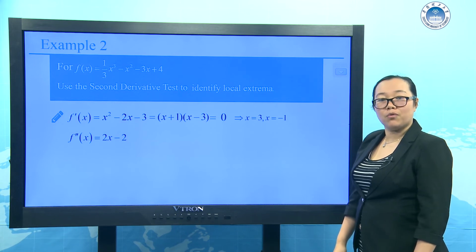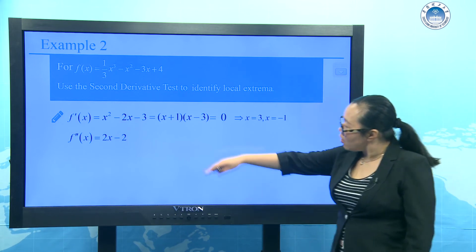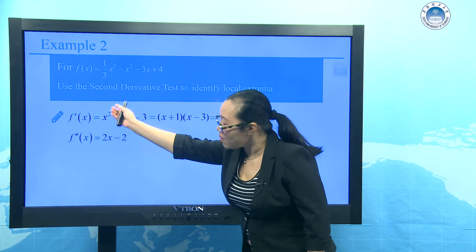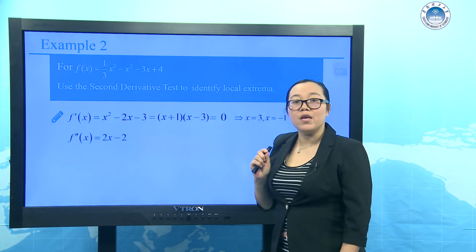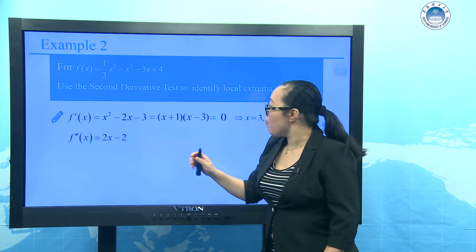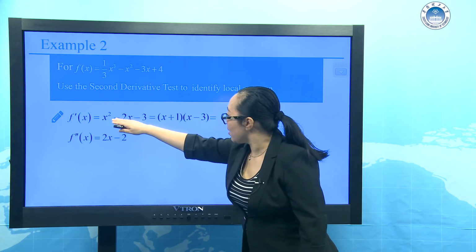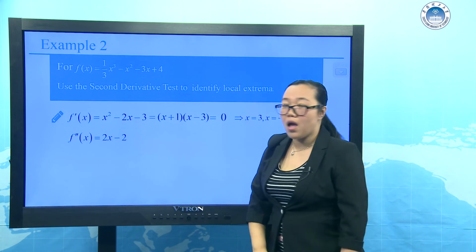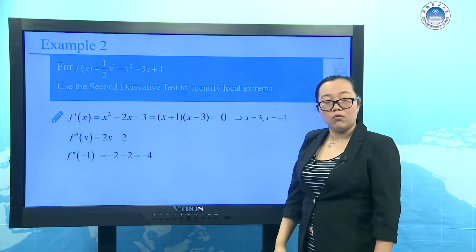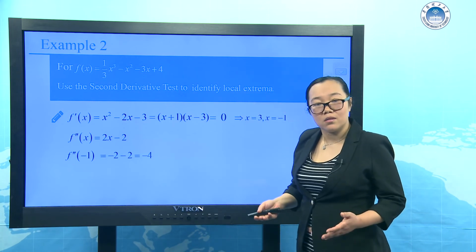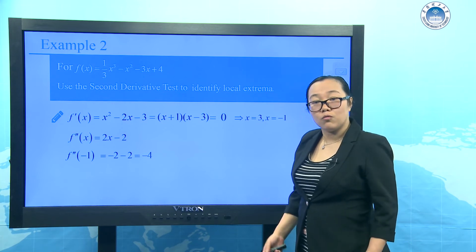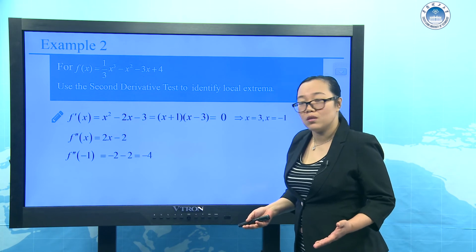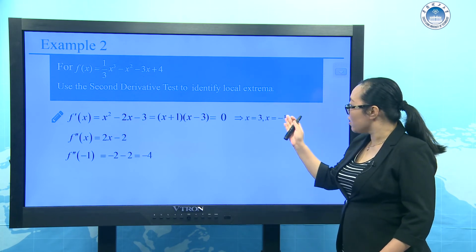F double prime. What to do? Yes, from here. The first derivative, the second derivative means derivative again, prime again: 2x minus 2, f double prime of x. We should determine the signs of f double prime. At what point? At the stationary points, which means minus 1 and 3.